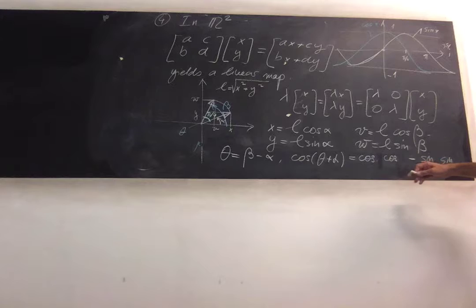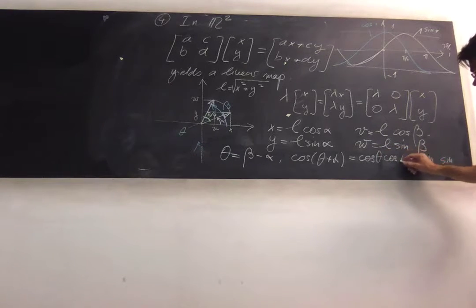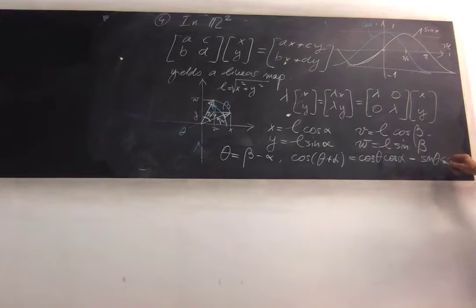Okay, I'm not going to do that here. This is not the topic of the course. I'm assuming you know this formula, and if you don't know it, you can look it up on Wikipedia. And here we have cosine of theta times cosine alpha, and sine theta sine alpha. Okay? So this is cosine of beta.